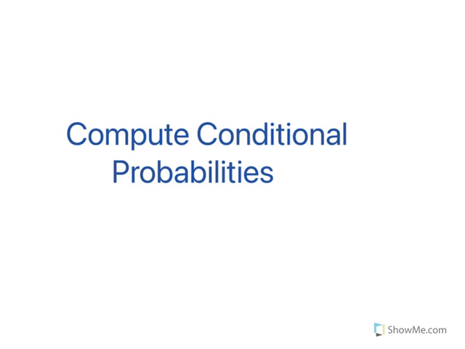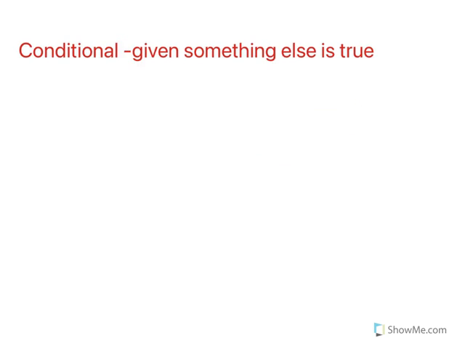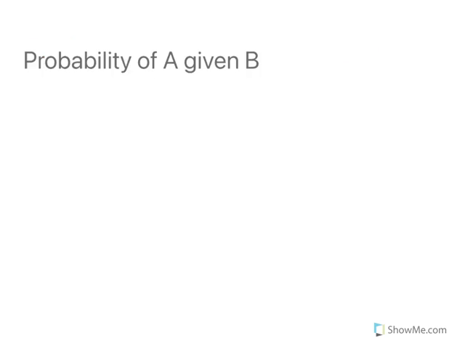Compute conditional probabilities. The key word here is conditional. When you are dealing with conditional probabilities, that means given something else is true. So how does that impact your probability? Our formula is the probability of A given B.